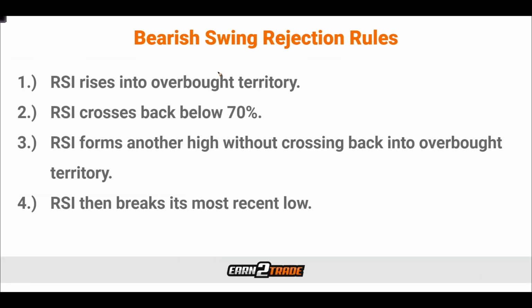Next is going to come our bearish swing rejection rules, and they are simply going to be the inverse, so this will be very easy to understand if you understood the first part. So step number 1 is going to be the RSI rises into overbought territory. Step number 2, the RSI is going to cross back below 70%. Step number 3, the RSI is going to form another high without crossing back into overbought territory. And then finally, for step number 4, the RSI then breaks its most recent low. So the RSI is going to break its most recent low. Once again, a complete inverse of our bullish scenario.